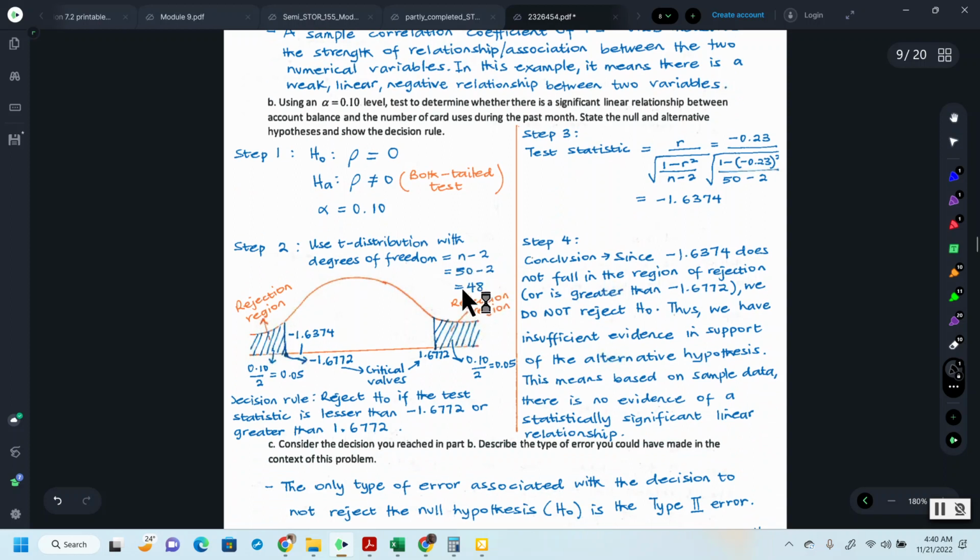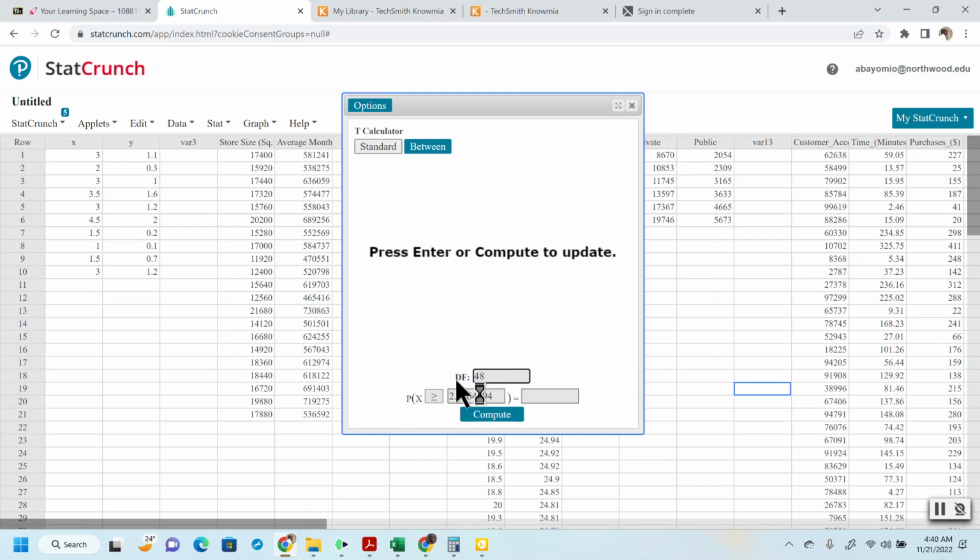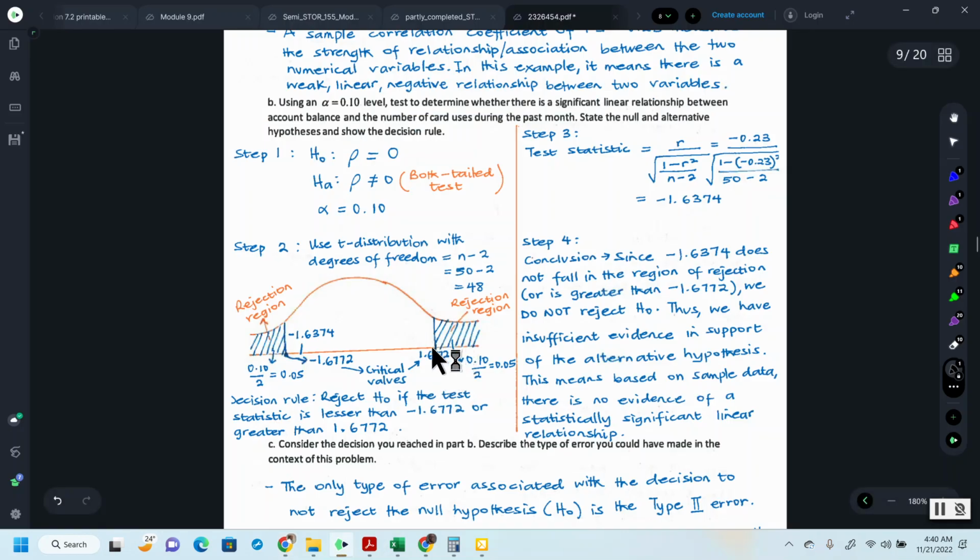I'm going to take that to my t-distribution calculator in StatCrunch. So here we go. I will go to StatCrunch. My degree of freedom this time is 48. And what next do I need? I have two tails here. I can pick any one of the tails. Let me focus on just one. I can pick the greater than. So I want to find this unknown value, 1.672.